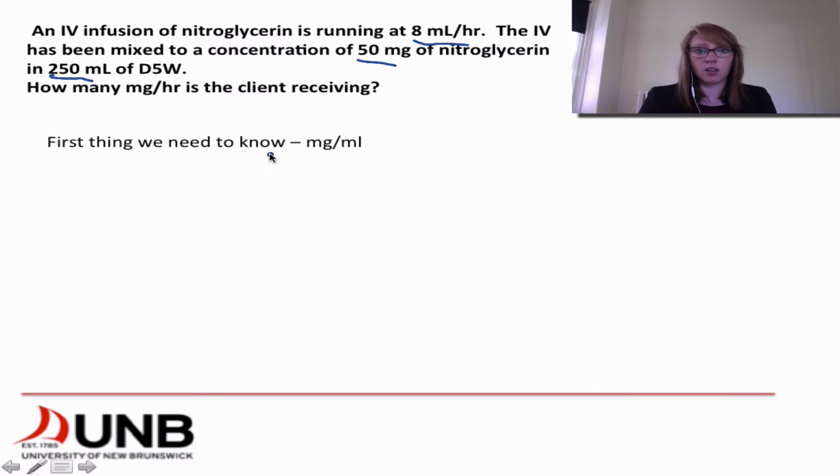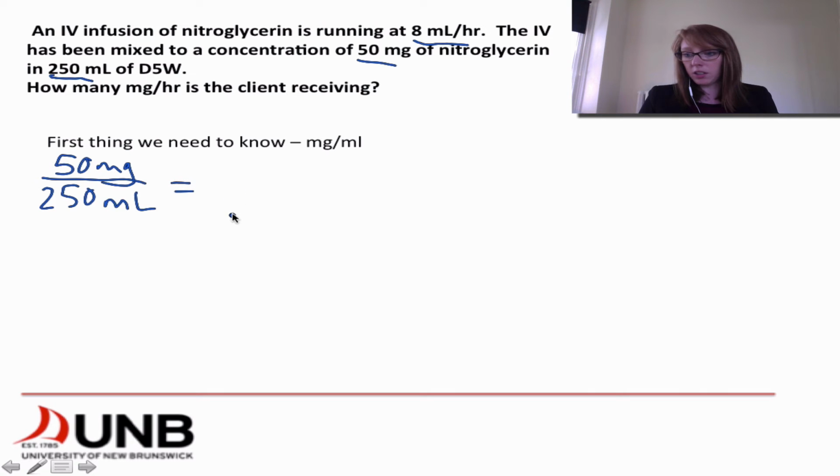So that's what we need to start off with. If we're looking for milligrams per mil, then that's exactly what we can do. We know that we have 50 milligrams of nitro in a 250 mil bag of D5W. So we can simply put our milligrams over our mils. And when we calculate this out, we see that we have 0.2 milligram per mil.